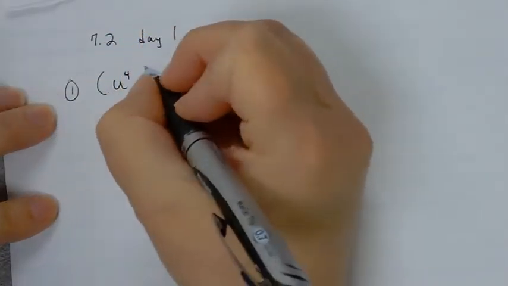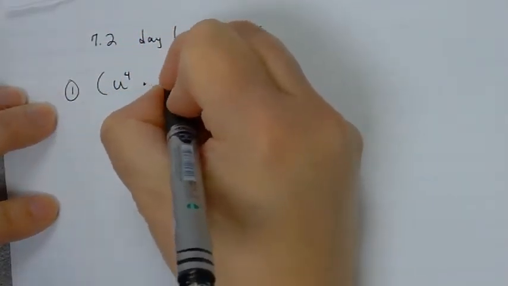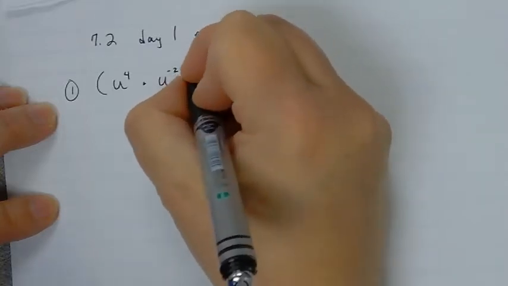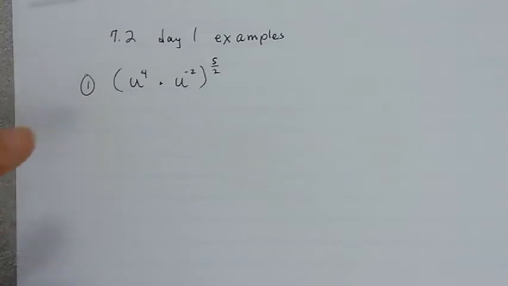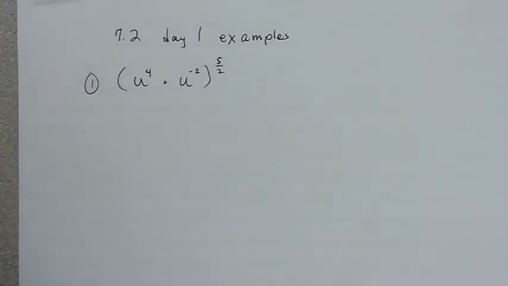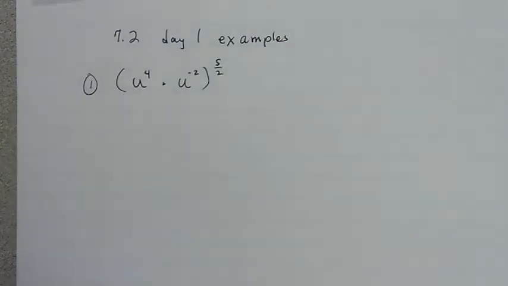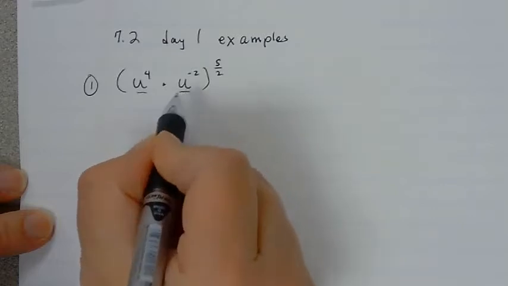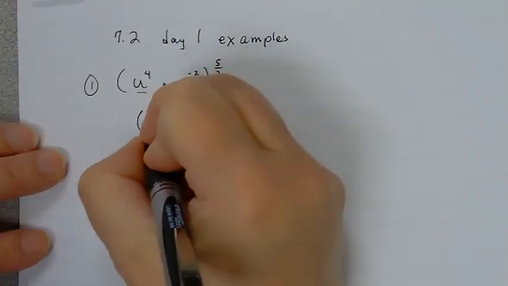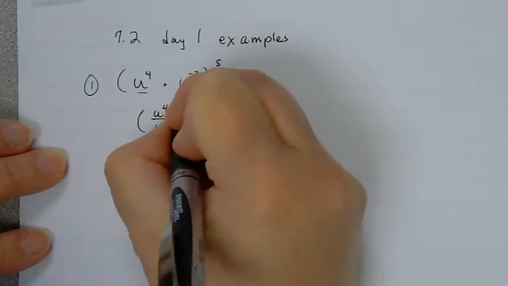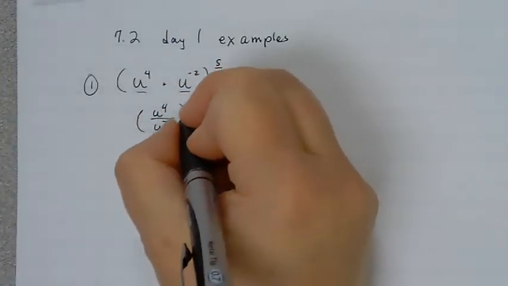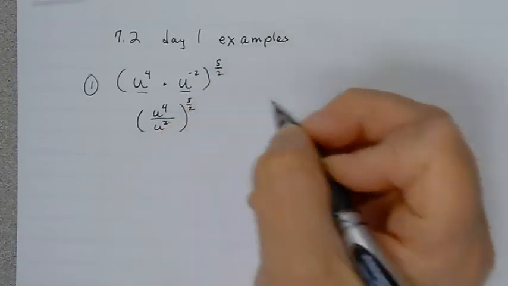U to the 4th power times u to the negative 2, all to the 5/2 power. Now, there are lots of properties you can apply here. So you don't necessarily have to do any of these problems the same way that I work the problem. Well, we should get the same answer either way. So probably what I would do on this problem is I would start by putting these together. So I would make this u to the 4th over u squared, because a negative exponent means it moves to the denominator. So then I would have that to the 5/2 power.